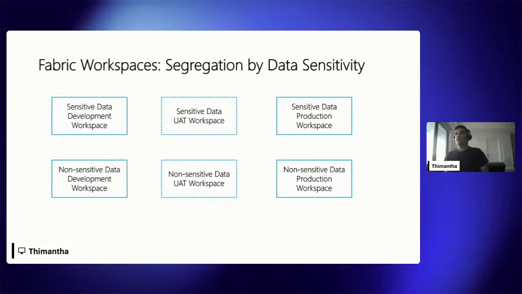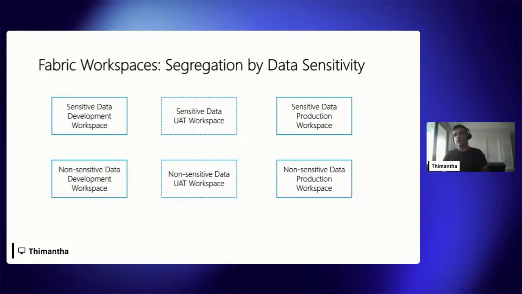But I must say, the segregation is not completely reliant on the options I mentioned, which are by team, department, data sensitivity, and project or initiative. There are other options as well. One such popular option is the medallion architecture. A medallion architecture has a bronze layer, a silver layer, and a gold layer.